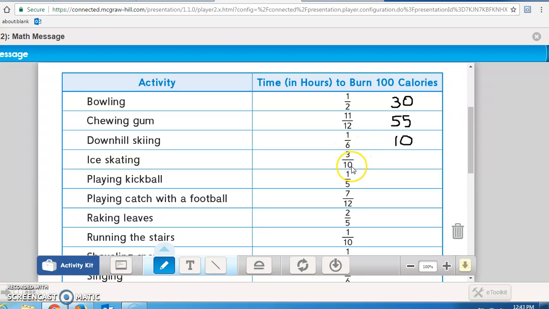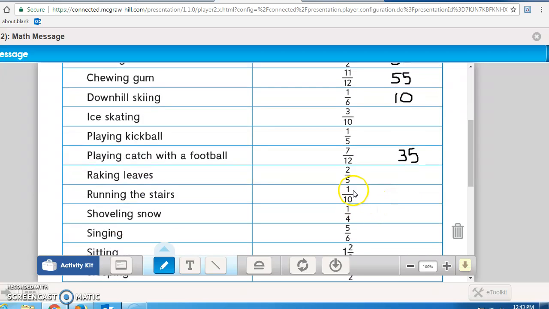3/10 of an hour. This is going to start getting a little bit trickier. As you notice, there's 12 numbers in an hour, so again, I can go to 35 minutes. And 1/10. Since this is tenths, I'm going to want to change that to 60ths because that's how many minutes are in an hour. How did 10 become 60? Times 6. 3 times 6 is 18. So this one equals 18 minutes.